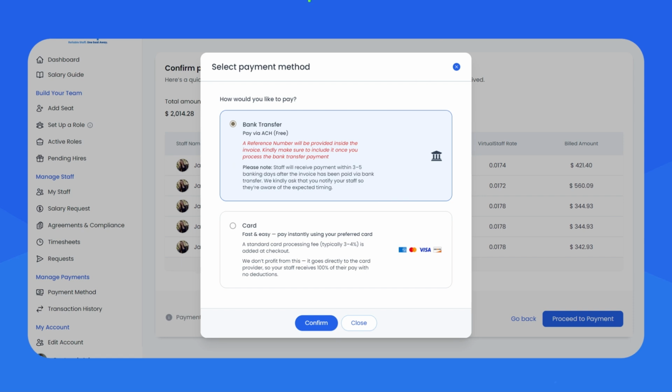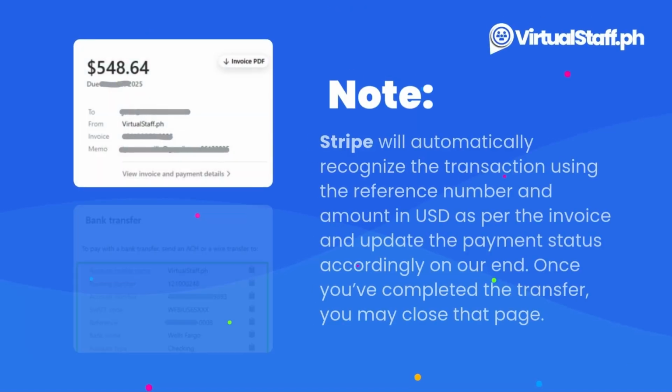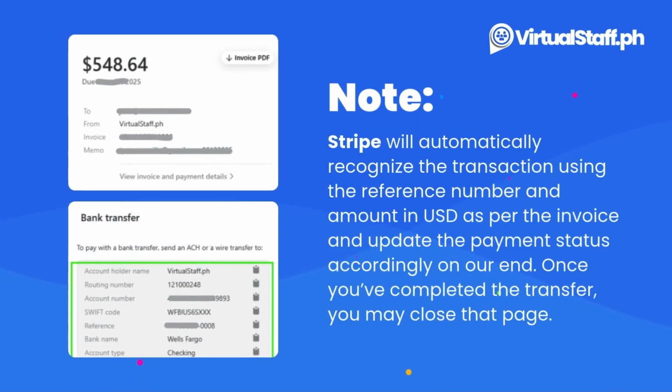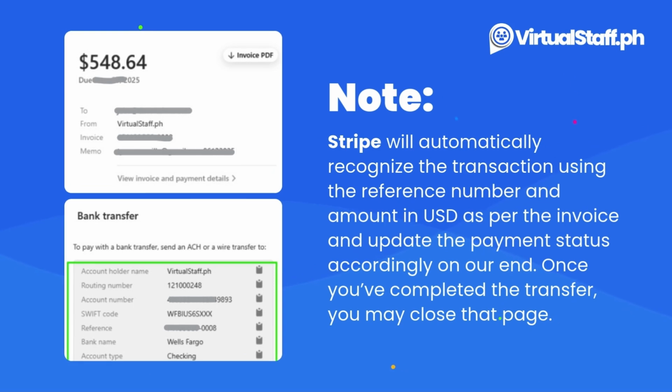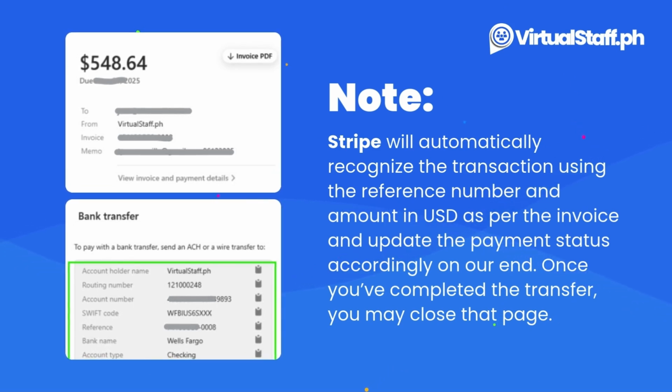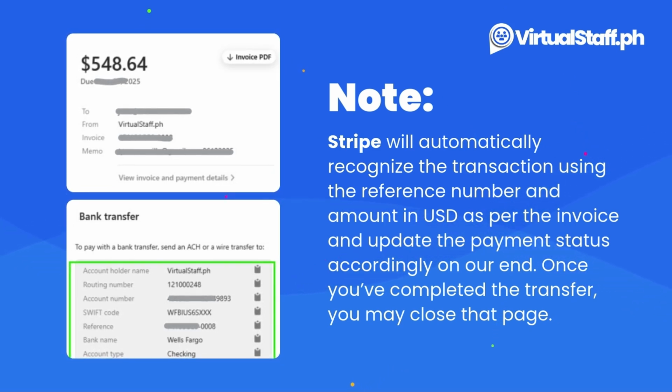Once you reach the page displaying the bank details for virtual staff, that will be the final step in the process. Note, Stripe will automatically recognize the transaction using the reference number and amount in USD as per the invoice and update the payment status accordingly on our end. Once you've completed the transfer, you may close that page.